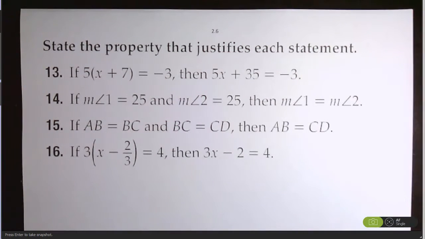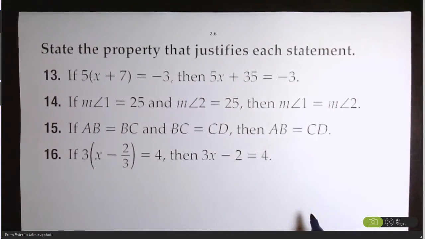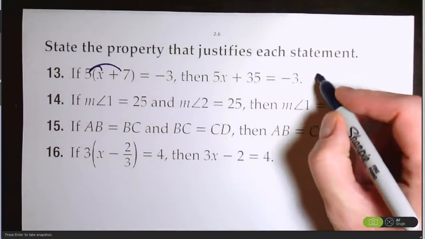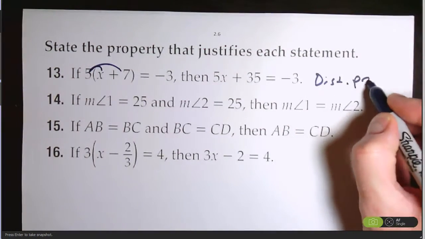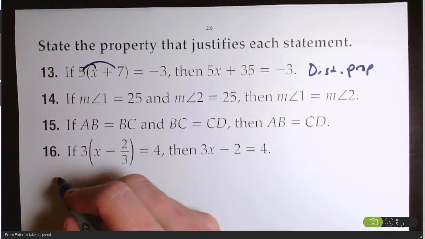So anyway, number 13. For 13 through 15, they want us to give the property that justifies this being true. Hopefully for 13, you would pretty quickly realize, oh, that's just the distributive property. Okay, number 14.